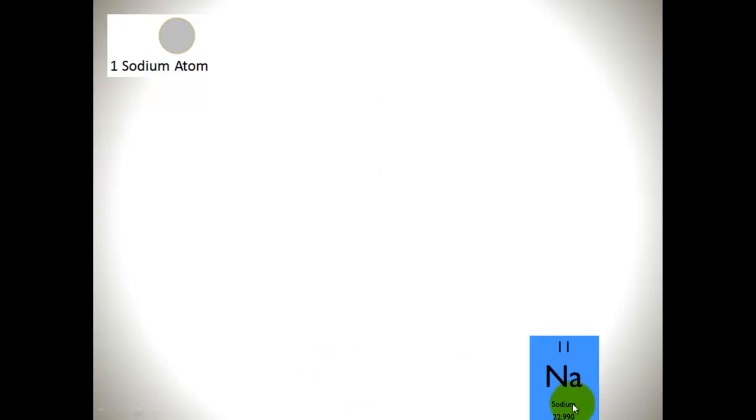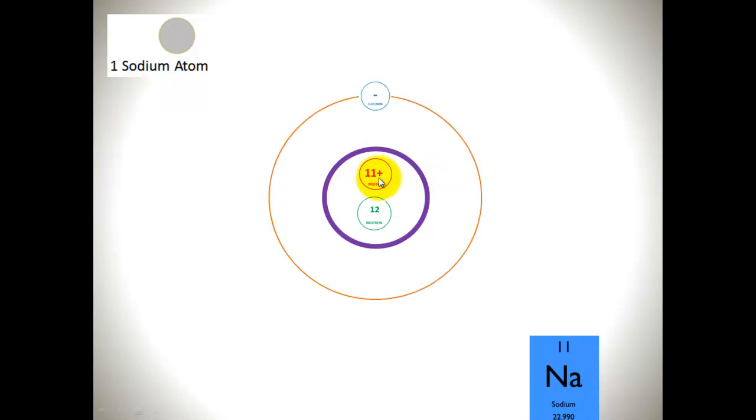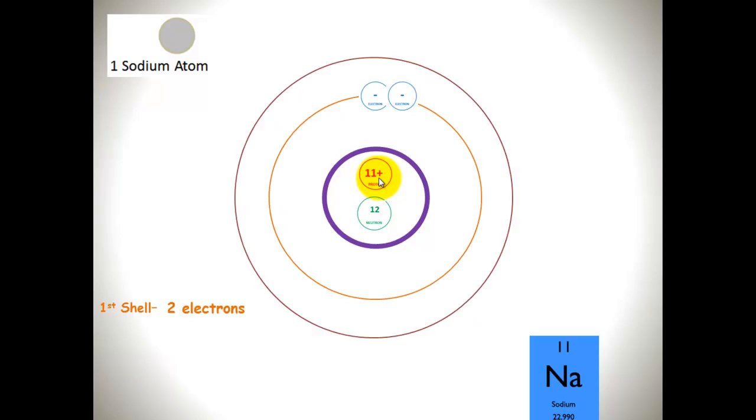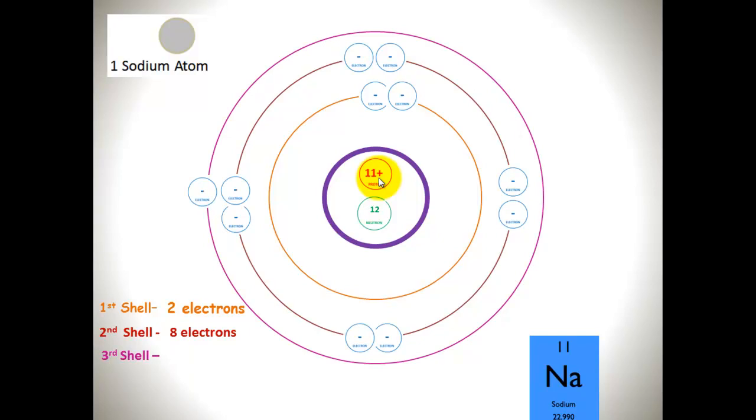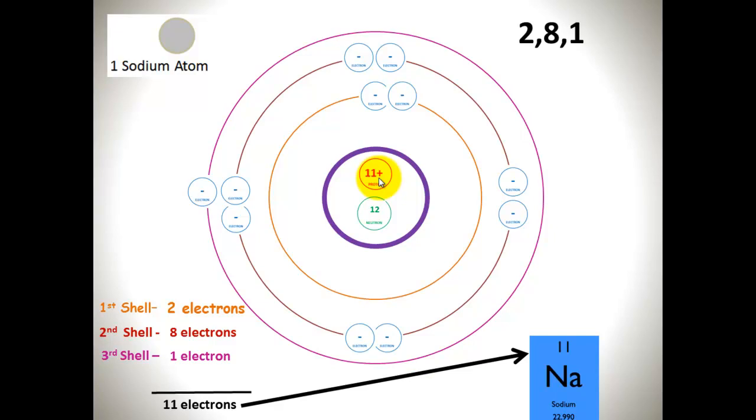Let's have a look at sodium. Sodium has 11 protons and 12 neutrons, and because it's a neutrally charged atom, it will also have 11 electrons. 1, 2, 3: 2 in the first shell, 8 in the next shell, and 1 in the outside shell, which gives us a total of 11 electrons, which is what we want, and an electron configuration of 2, 8, 1.